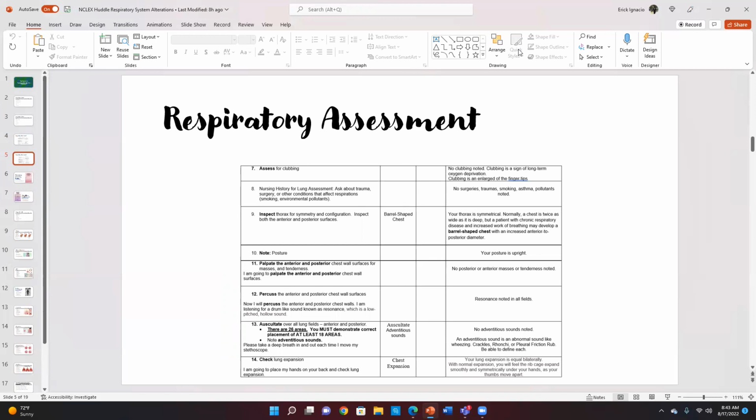Okay, and let me just check something here. Okay, just wanted to make sure that I was still sharing the right screen.